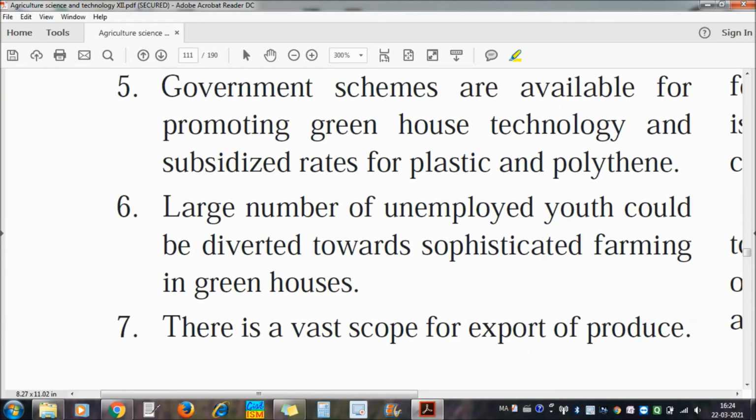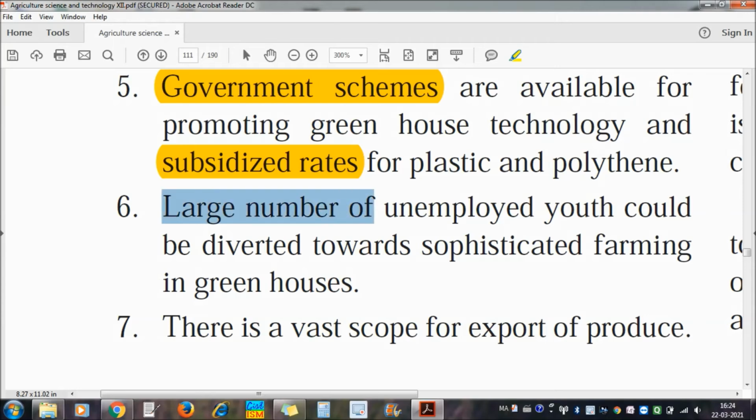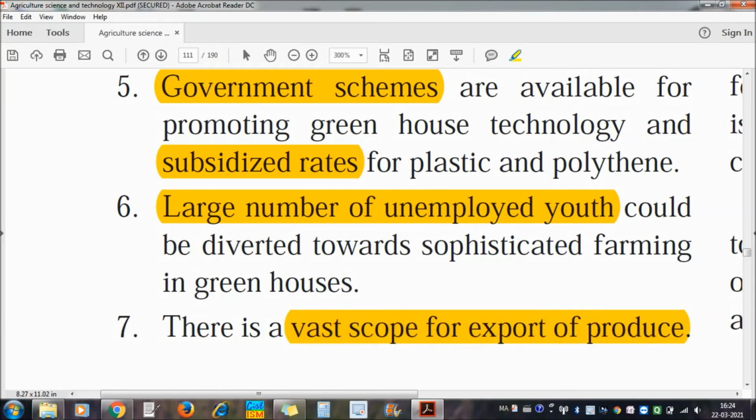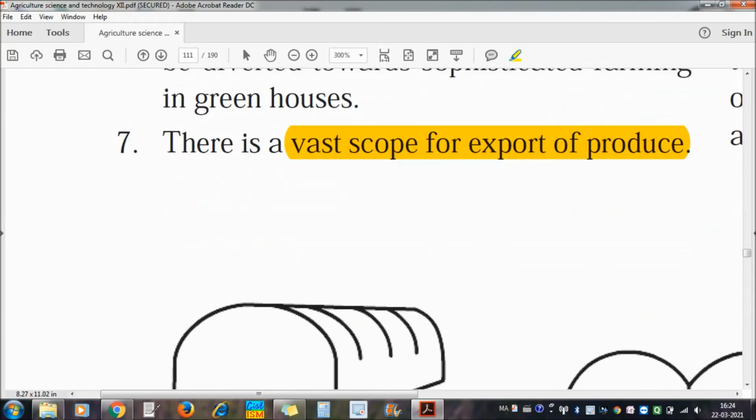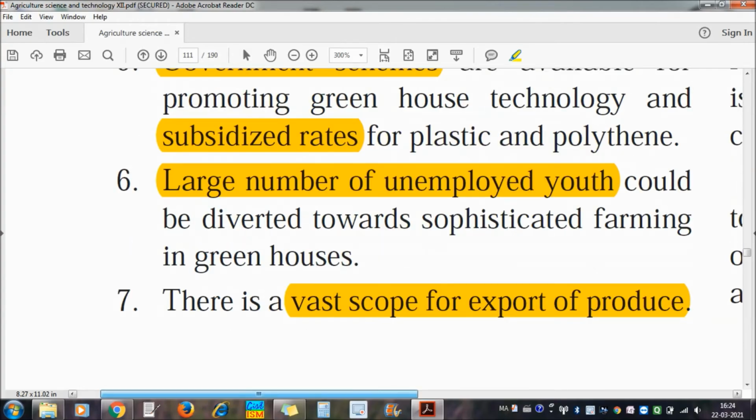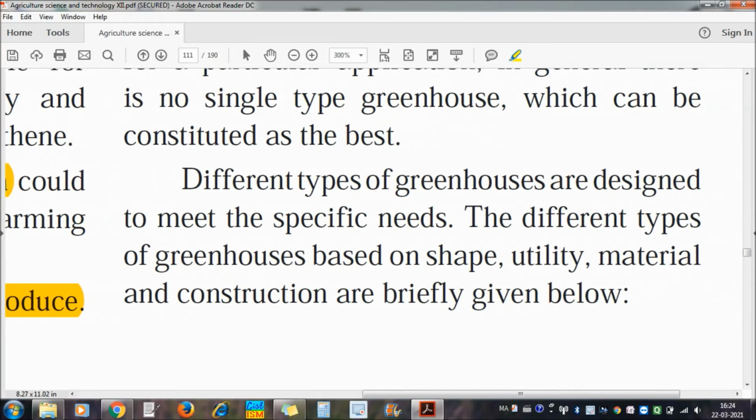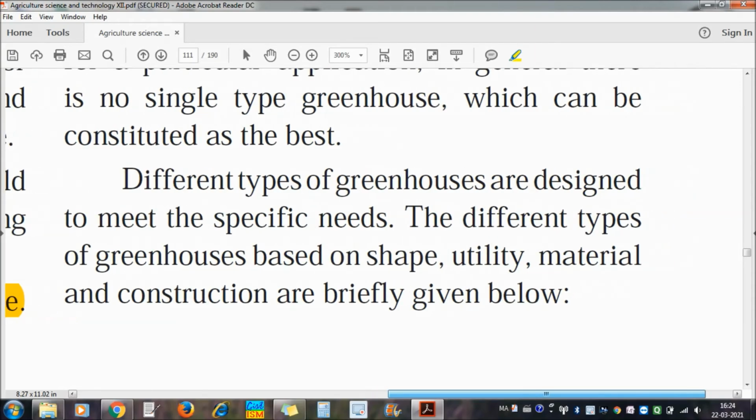Again, various government schemes are also available for promoting greenhouses. There is also a subsidy at subsidized rates. We can get plastic and polythene. A large number of unemployed youths could be diverted towards this technique, and there is a vast scope for export of the produce. Now, these are the important scopes of greenhouse technology.